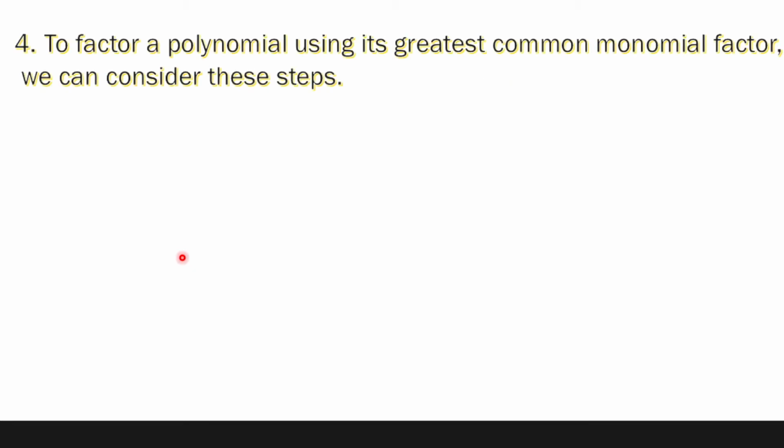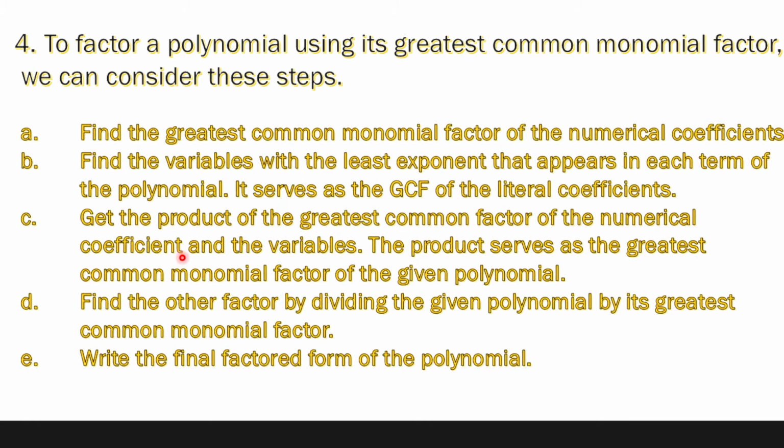So, to factor a polynomial using its greatest common monomial factor, may susundin tayong steps. At ito nga yung ginagawa natin kanina. Una, find the greatest common monomial factor ng mga numerical coefficient. Ngayon, find the variable with the least exponent that appears in each term. Appears in each term, ha? Yung sinasabi ko kung tingnan ko ano yung pinakamababang exponent. Kasi yun na yung mag-serve na GCF sa literal coefficient.